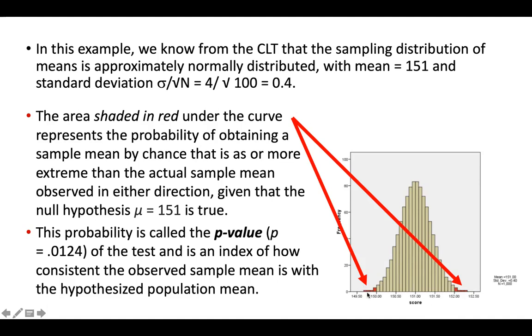And that's why if we obtain a sample mean that is 150 or lower, or that is 152 or higher, we conclude, we infer that this sample probably does not come from this population. Yeah, so we reject the null hypothesis.